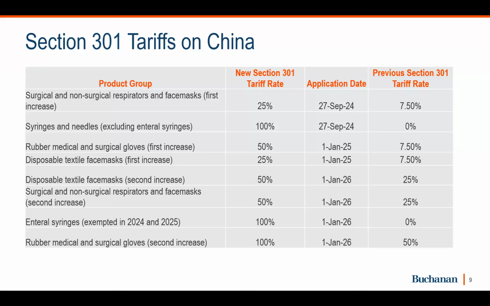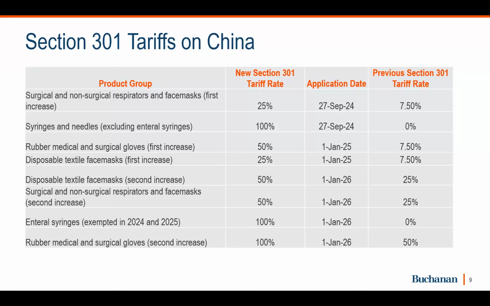I'm not going to try and read it to you guys, but I think you can see that a bunch of things, whether it be gloves, syringes, masks, they all went from a tariff of either 0 or 7.5% up to 25, 50, or 100%. And I think you'll see with the second half of the table here, a lot of them are actually being phased in, right? The tariff started first in September 2024, but now a lot of it is actually going to step up to 50 or 100% on January 1st, 2026.